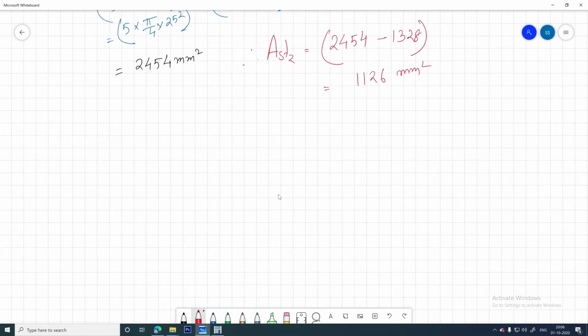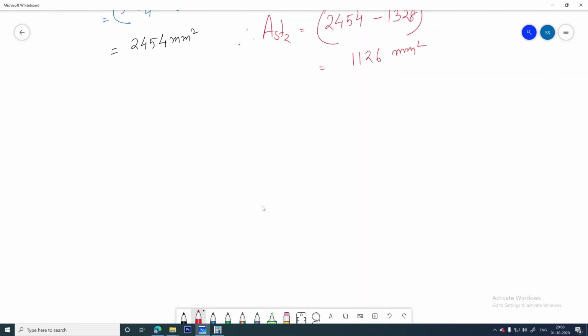Now as you got the value of the AST2, you can determine the value of the MU2 as well. And what is the value of the MU2? MU2 is very simple. This is the AST2, and this is at the level where the stress value is 0.87 Fy. Let me show you the diagram so it will be very clear to all of you.